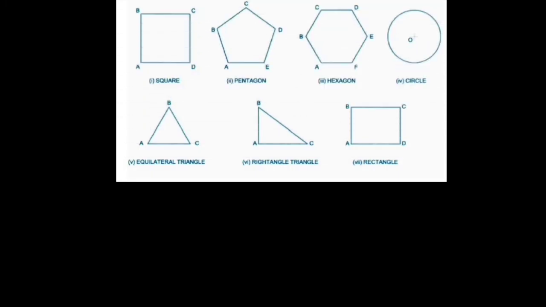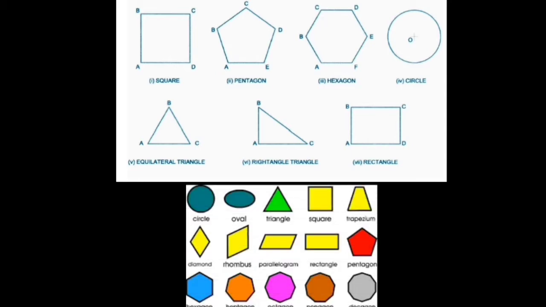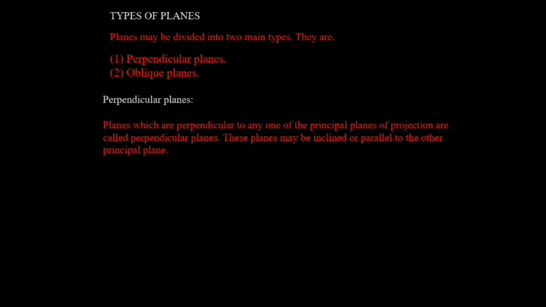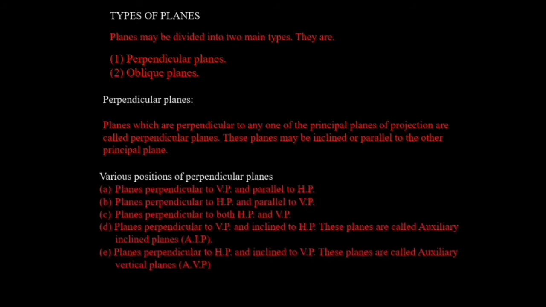These are some examples of planes: square, pentagon, hexagon, circle, equilateral triangle, and right angle triangle. Next, let me see the types of planes. Planes may be divided into two main types: perpendicular planes and oblique planes. Planes which are perpendicular to any one of the principal planes of projection are called perpendicular planes. These planes may be inclined or parallel to the other principal planes.